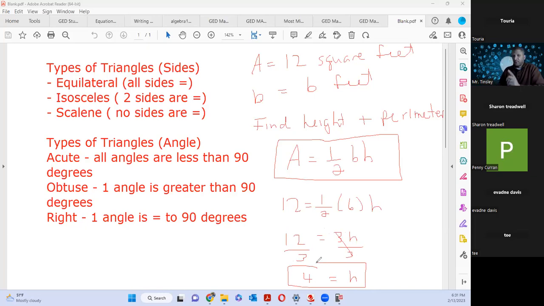But this is the problem: the perimeter. When you draw this triangle, we know the base is 6 and we know the height is 4. That base, when you have an isosceles triangle, divides into half.